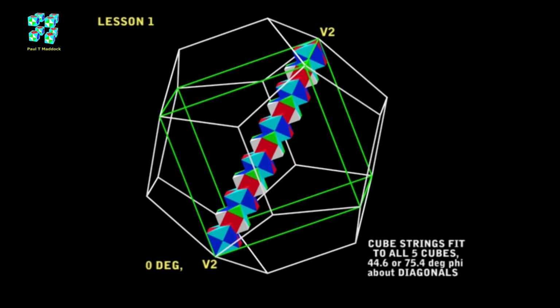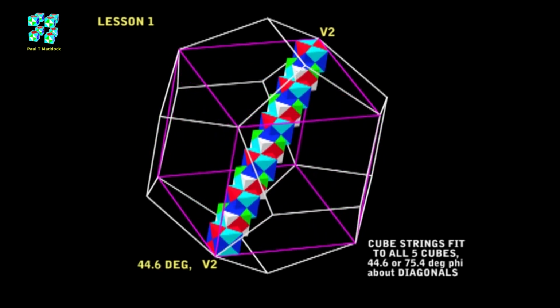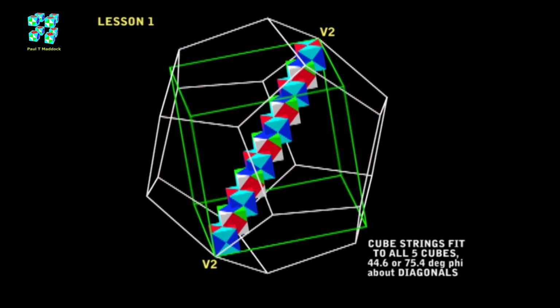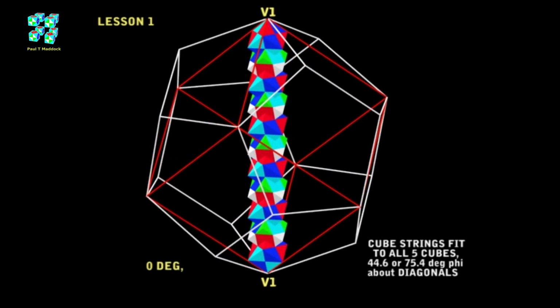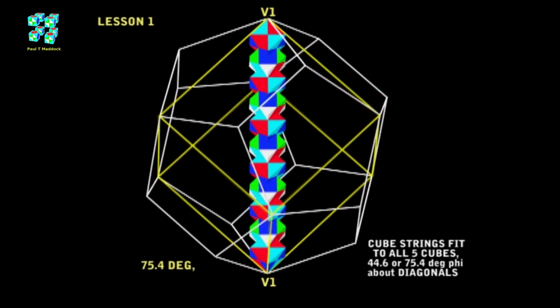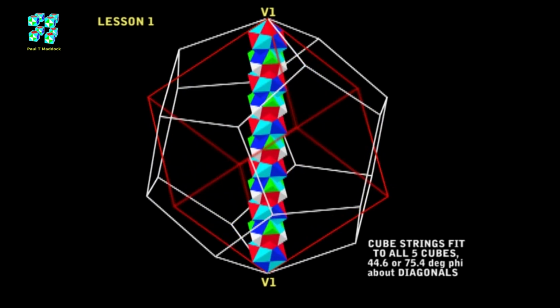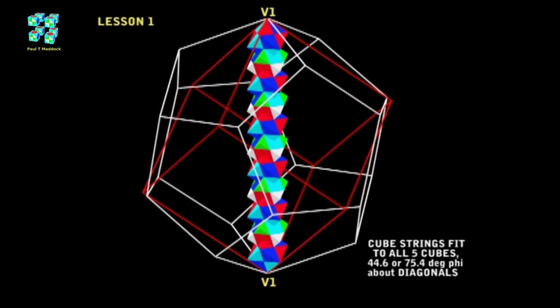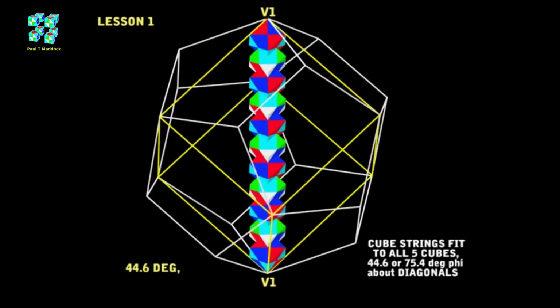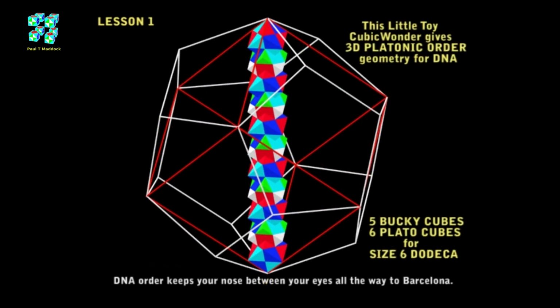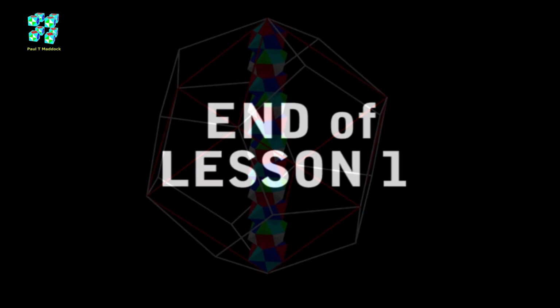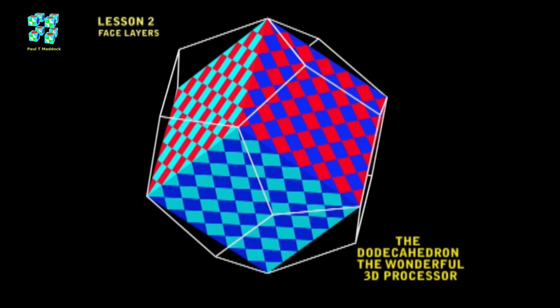I'm also showing 6 Bucky cubes and 6 Plato cubes as a diagonal. So the dodeca is made up of a nest of 5 cube outlines, all golden ratio to each other. Now if you take the measurements of the 44.6 and 75.4 distances, they're exactly golden ratio to each other. Okay, that's lesson 1 for you. Let's go to lesson 2.